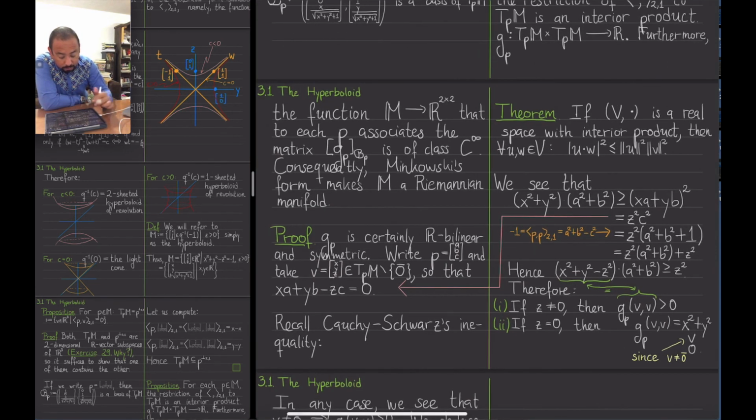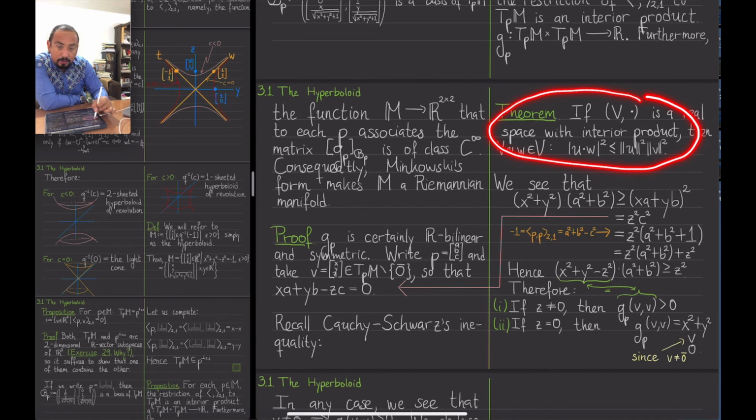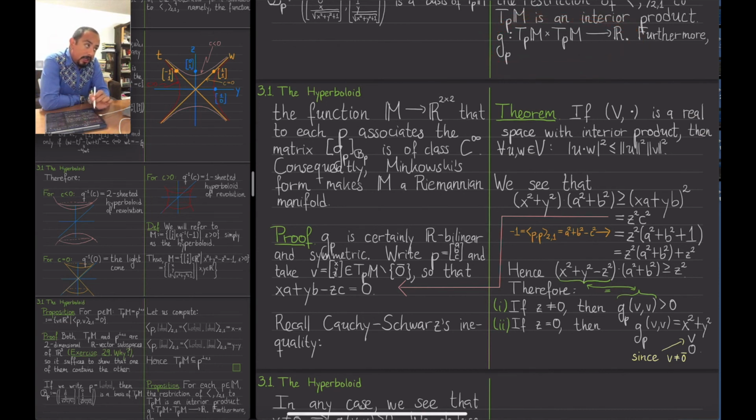Okay, and now to continue, let's recall the Cauchy-Schwarz inequality for interior products. If I have a real vector space with an interior product, then for any pair of vectors, the square of the absolute value of the dot product is less or equal than the product of the squares of the norms, right? Of course, I'm not going to apply this theorem to GP, because I don't yet know that GP is an interior product. But I can apply it for R2 with the ordinary dot product. That I can do, right?